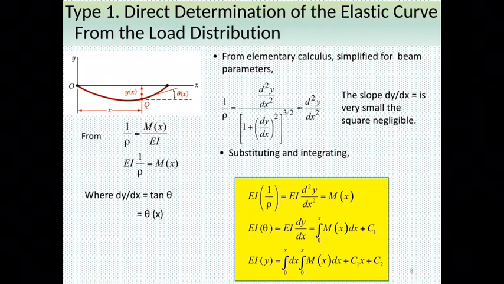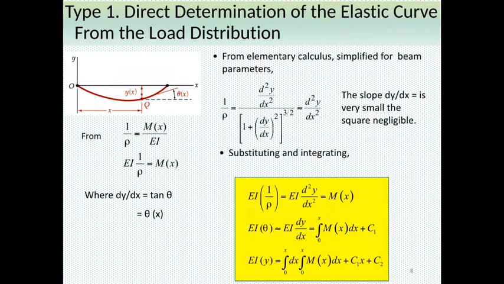Okay class, there are several types of analysis to determine deflection and slope of the beam. In this chapter, we will learn two types of analysis. The first is type 1, direct determination of the elastic curve from the load distribution. I will explain what the deflection and slope are. The figure shows the deflection and slope of the beam. You can see here the deflection is referred to the y-axis and the slope is referred to theta.